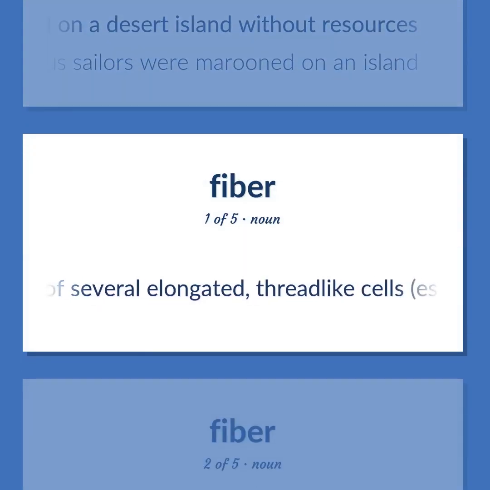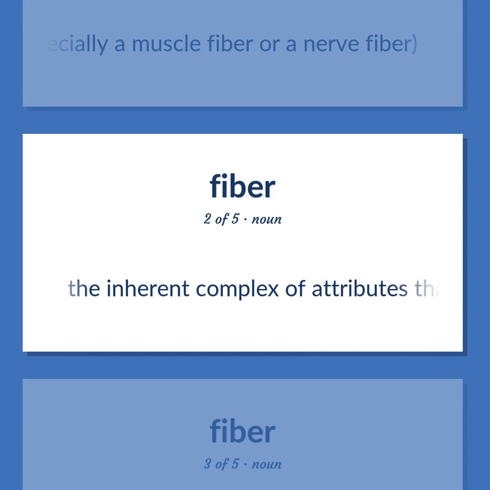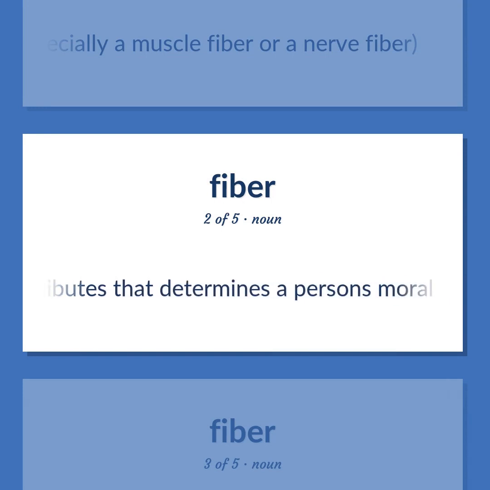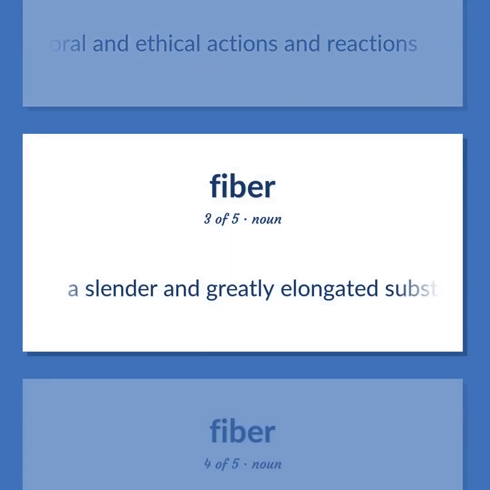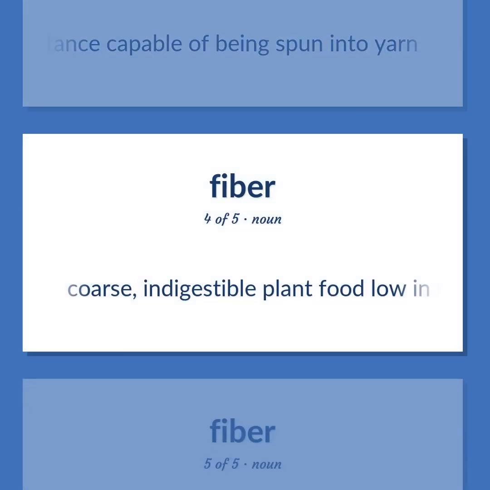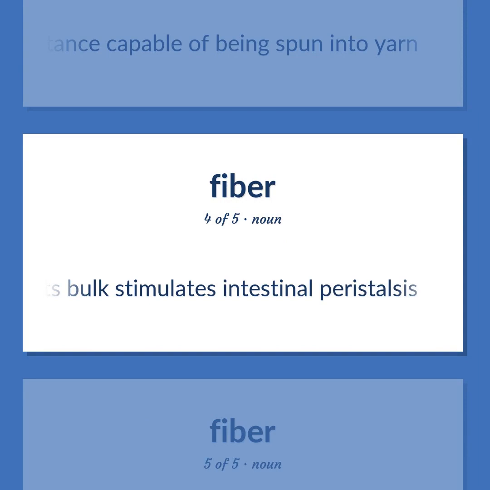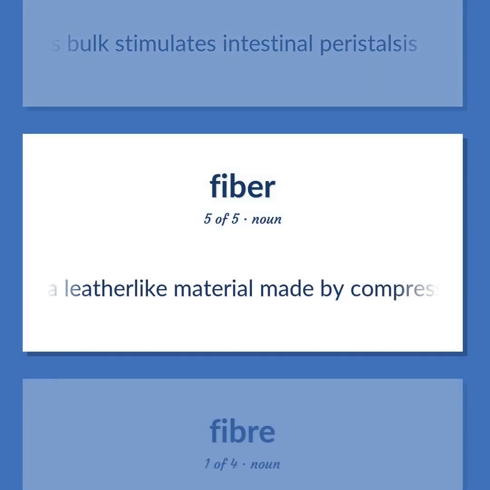Any of several elongated, thread-like cells, especially a muscle fiber or a nerve fiber. The inherent complex of attributes that determines a person's moral and ethical actions and reactions. A slender and greatly elongated substance capable of being spun into yarn. Coarse, indigestible plant food low in nutrients. Its bulk stimulates intestinal peristalsis. A leather-like material made by compressing layers of paper or cloth.